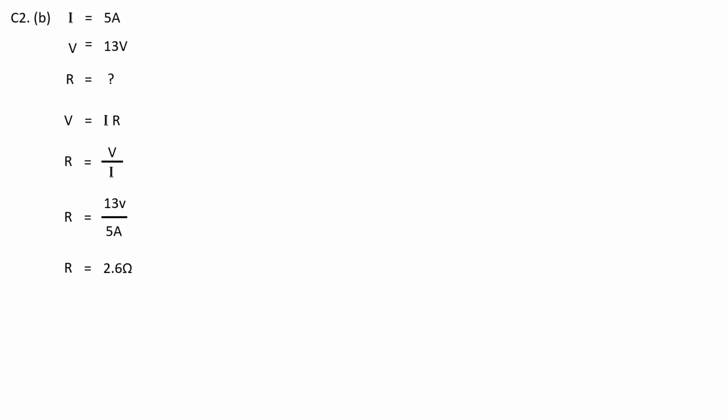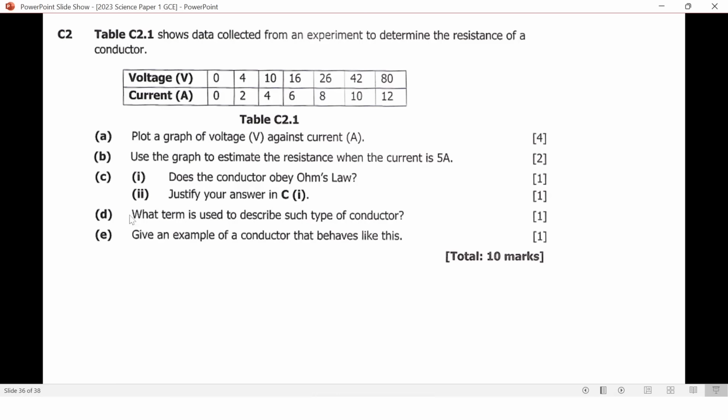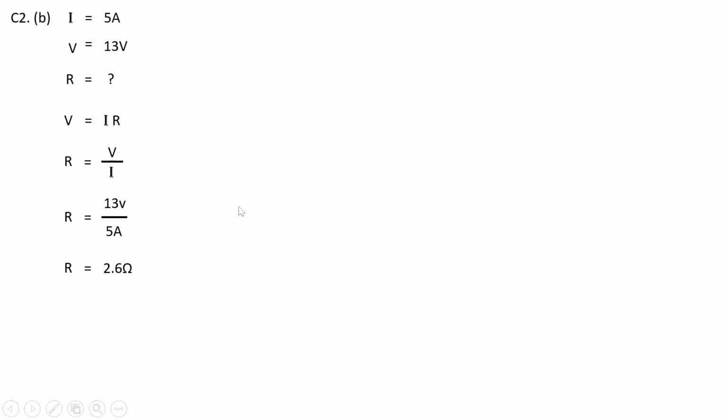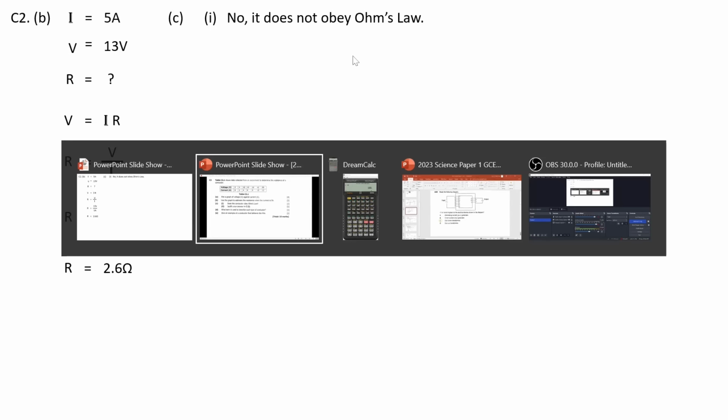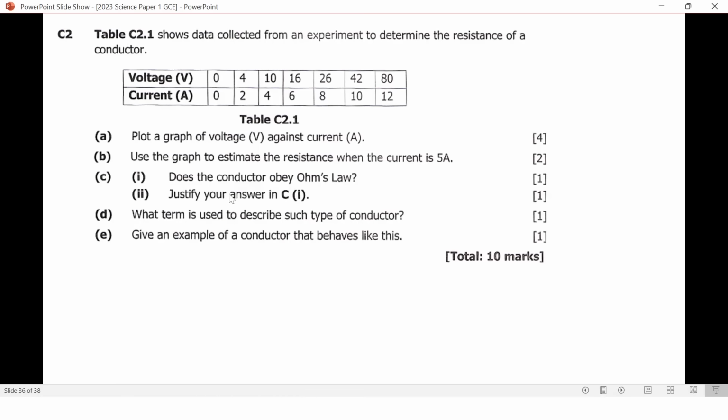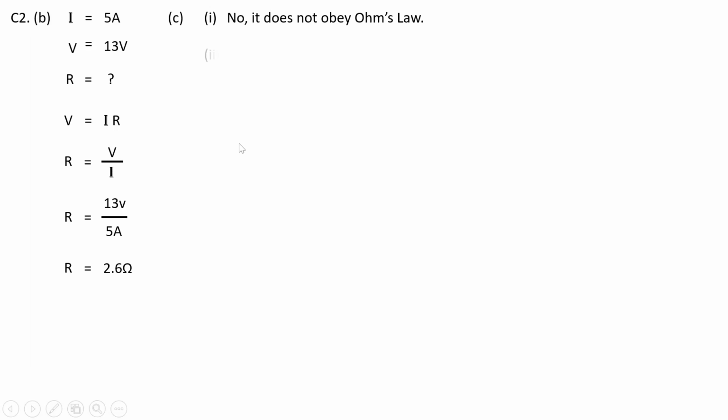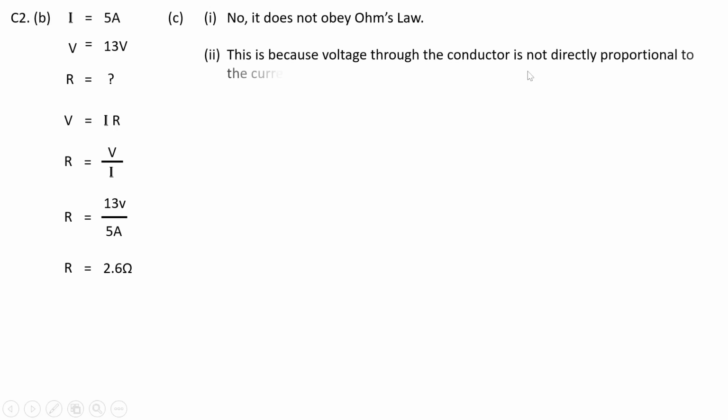Okay. Then we move to this other question here. C part 1 says, does the conductor obey Ohm's law? No, that conductor doesn't. So say here, part 1, no, it does not obey Ohm's law. Part 2 says, justify your answer. So here we'll put the answer. We'll say, this is because voltage through the conductor is not directly proportional to the current, or because the graph is not a straight line.